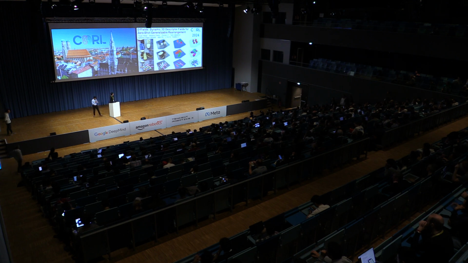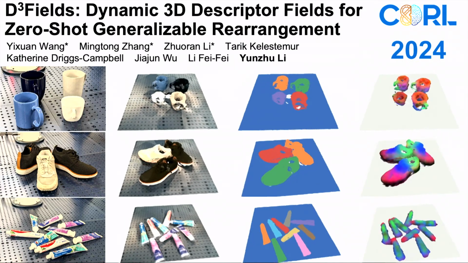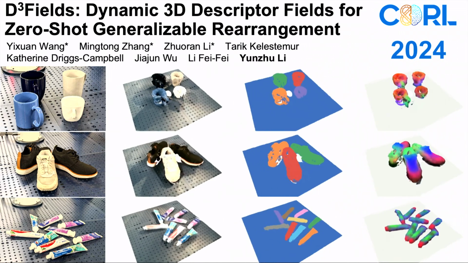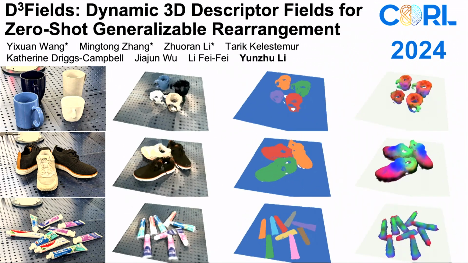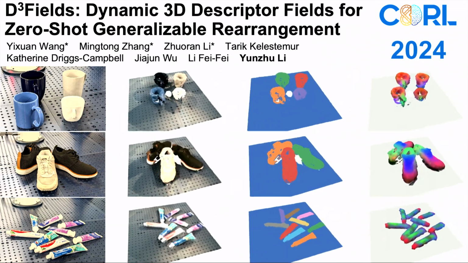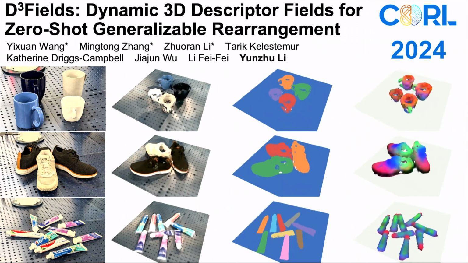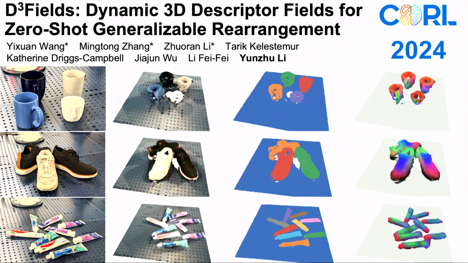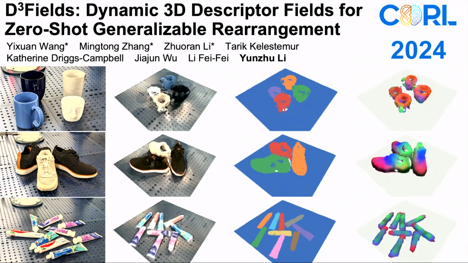All right, perfect. All right, our second talk is going to be D-cube fields by Yunzu Li. Yunzu? Okay, really great to be here. I'm Yunzu Li. I'm currently here to present our work on D-cube fields, dynamic 3D descriptor fields for zero-shot generalizable rearrangement. This is a joint work with Yixuan, Mingtong, Zhuoran, Tarek, Katie, Jiajun, and Feifei.